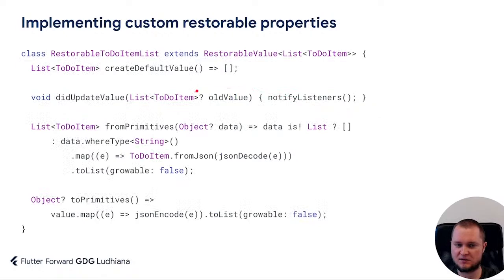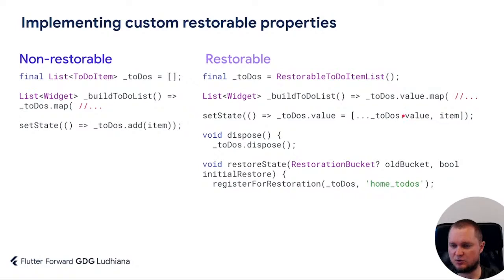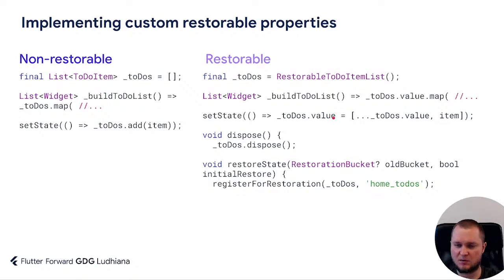It won't work because if we don't set the value here, this method will not fire, and this change will be ignored. So remember to not mutate this value, but assign a new value to the restorable property. So in case of this app, if we need to add an item to the end of the list, we just make a new list with all the previous values and this item appended.